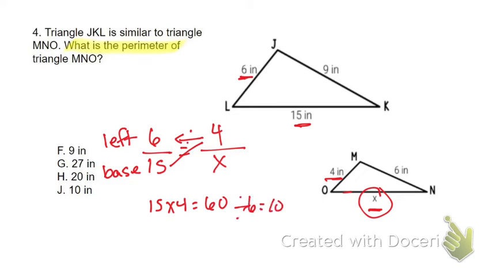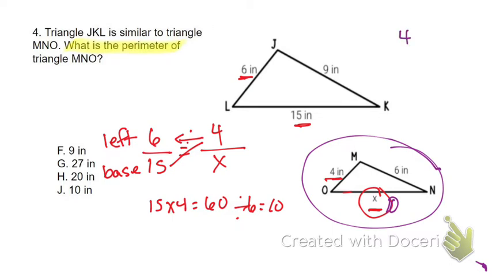Now that is not my answer. That is the length of this side right here. The question says, what is the perimeter? Well, remember, perimeter is all of your sides added up. What is the distance all the way around it? So 4 plus 6 plus 10 equals 20. That is my perimeter. 20 inches.